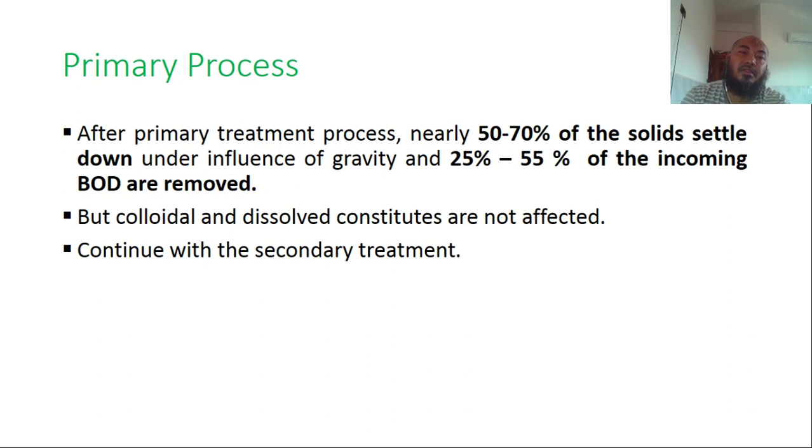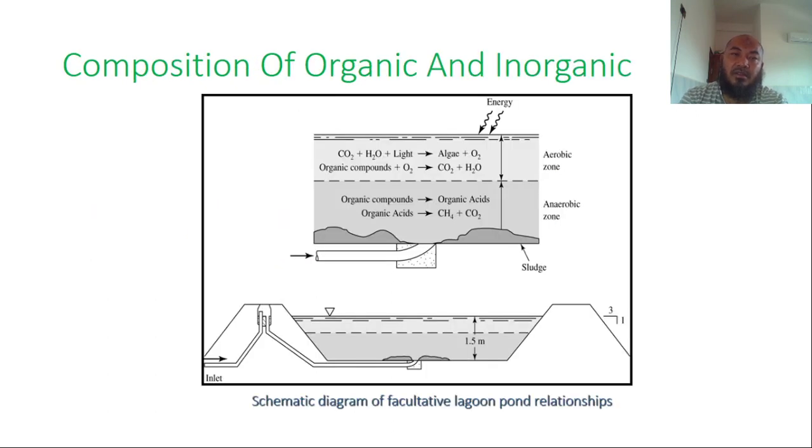After the primary treatment process, nearly 50 to 70% of solids settle down under the effect of gravity, and 25 to 55% of incoming BOD is removed. But the colloidal and dissolved constituents are not affected. Continue with the secondary treatment. So this is the composition of organic and inorganic.